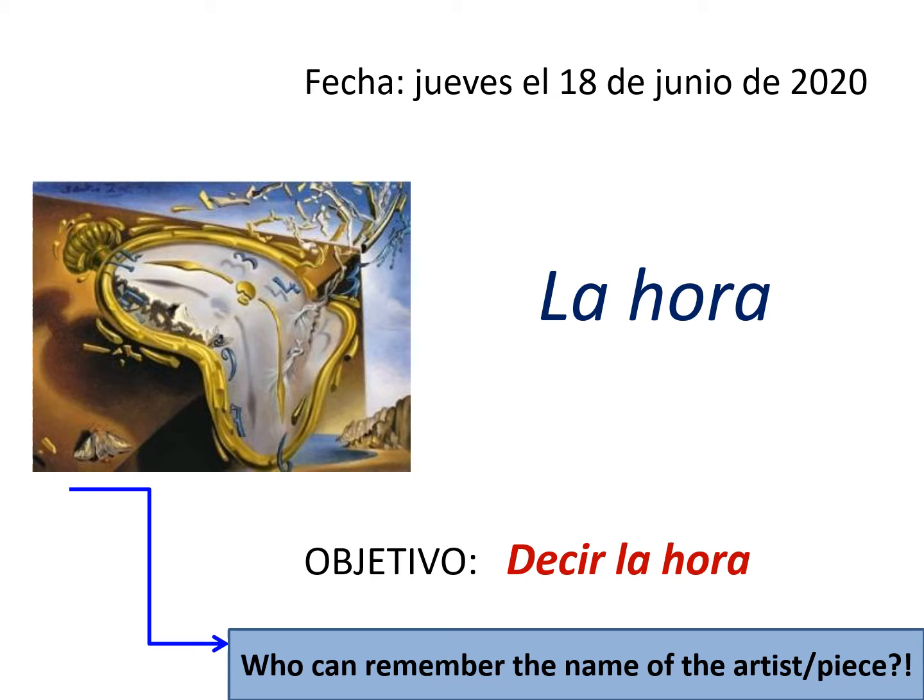Abrid los libros y escribid la fecha, jueves, el 18 de junio de 2020 y el título, la hora. Open your books and write in the front of your books the date, jueves, and the title La Hora, which is translated into English as the time. In today's lesson, we are going to continue to learn how to say the time in Spanish. This time, we are going to learn how to say the time to.